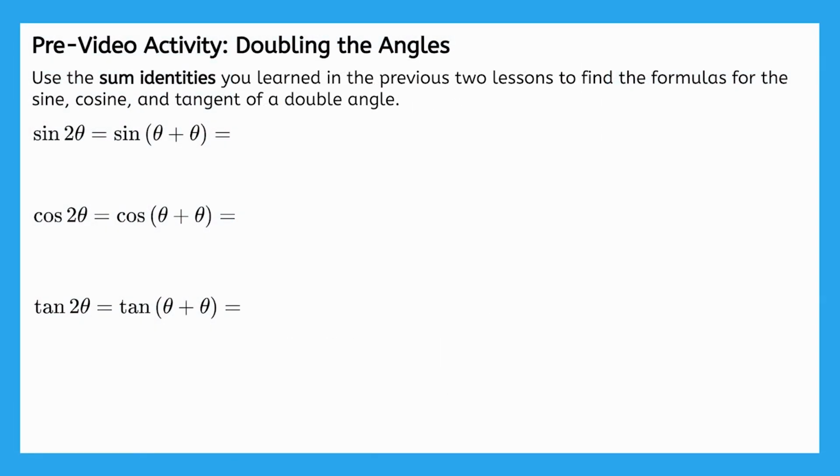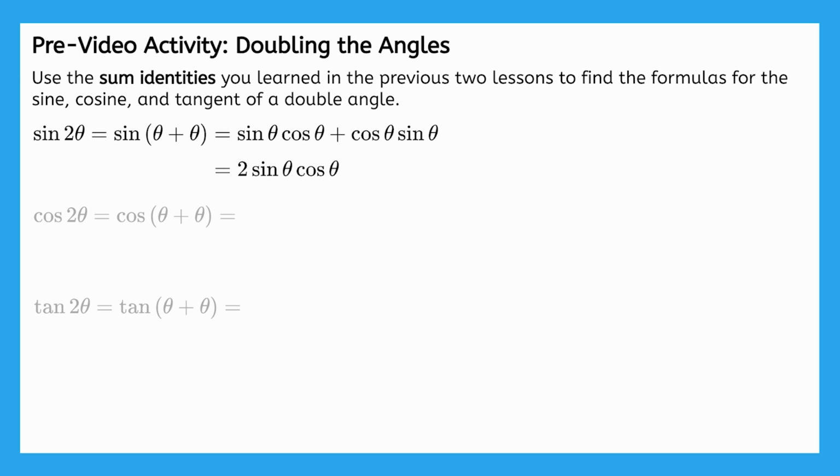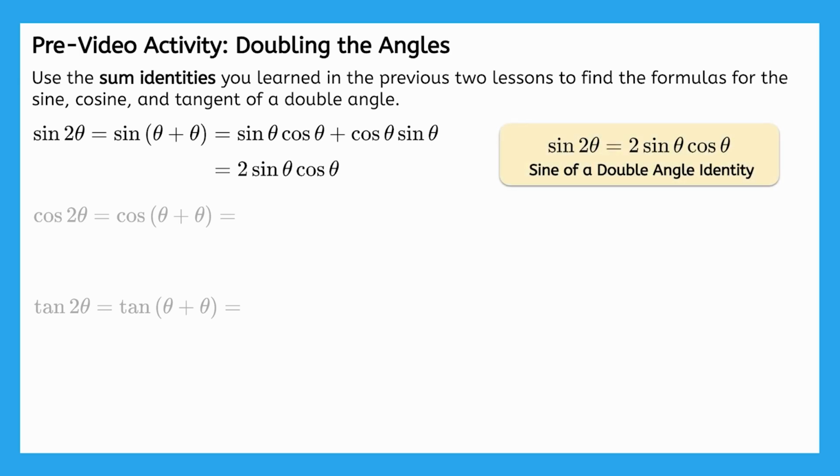The pre-video activity asked us to use the sum identities from the previous lessons to find the formulas for the sine, cosine, and tangent of a double angle. First off, we have sine of 2 theta, which we can write as sine of the sum theta plus theta. Applying the sine of a sum identity, this becomes sine theta cosine theta plus cosine theta sine theta. We can actually just combine these two terms and get 2 sine theta cosine theta, which gives us our sine of a double angle identity.